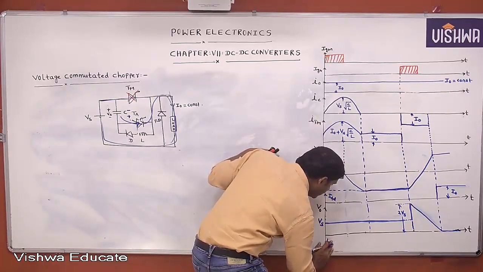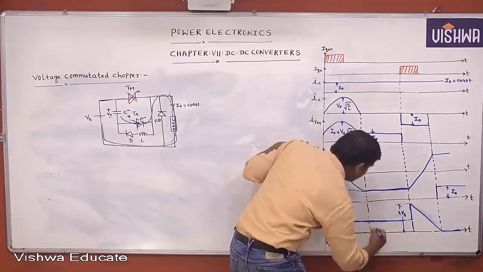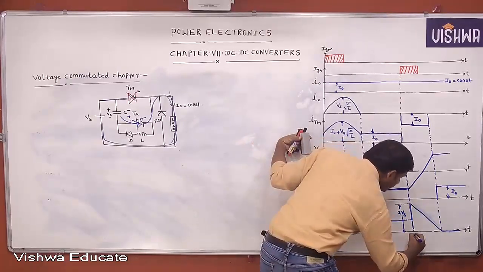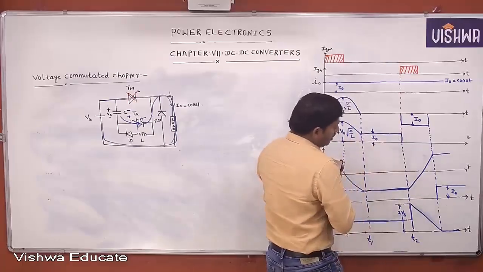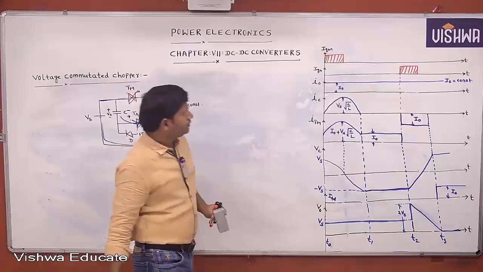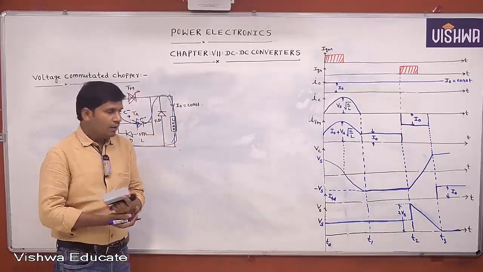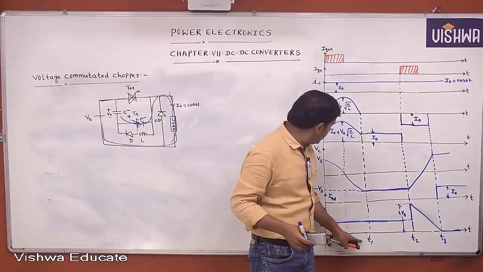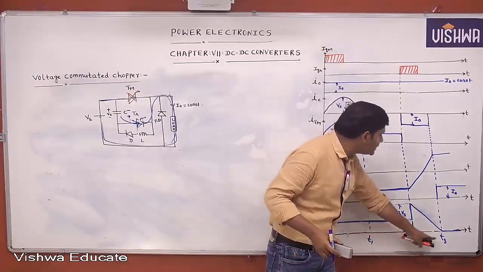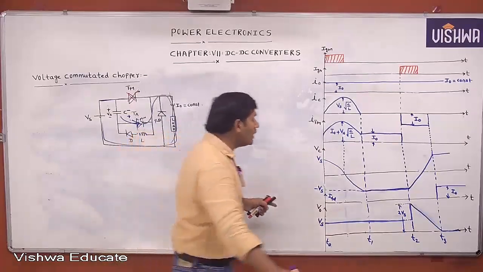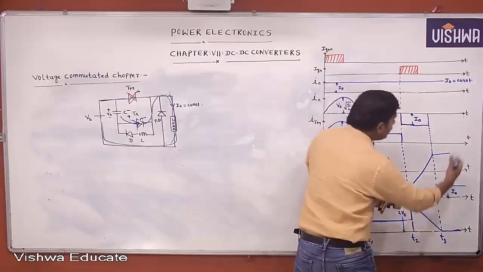Let this be the instant of t equal to 0. This is the t naught instant. This is the t1 instant. And this is the t2 instant. And this is the t3 instant. If I take this as t naught, this as t1, this as t2 and this as t3 and so on, this total is one time period of operation. Again the cycle will be repeated.